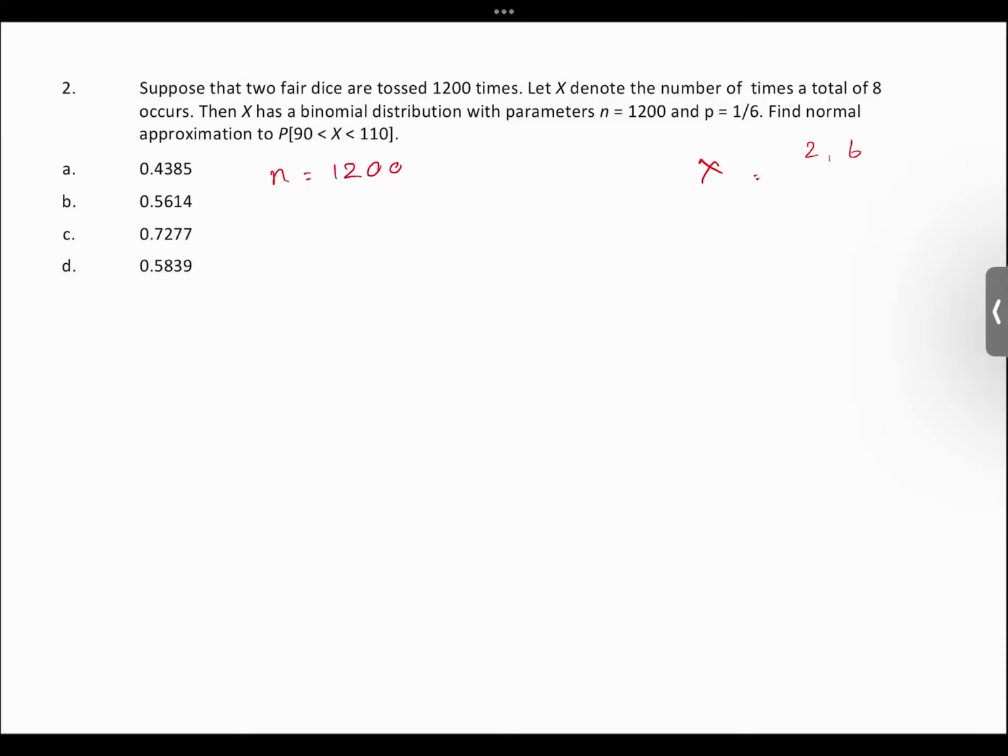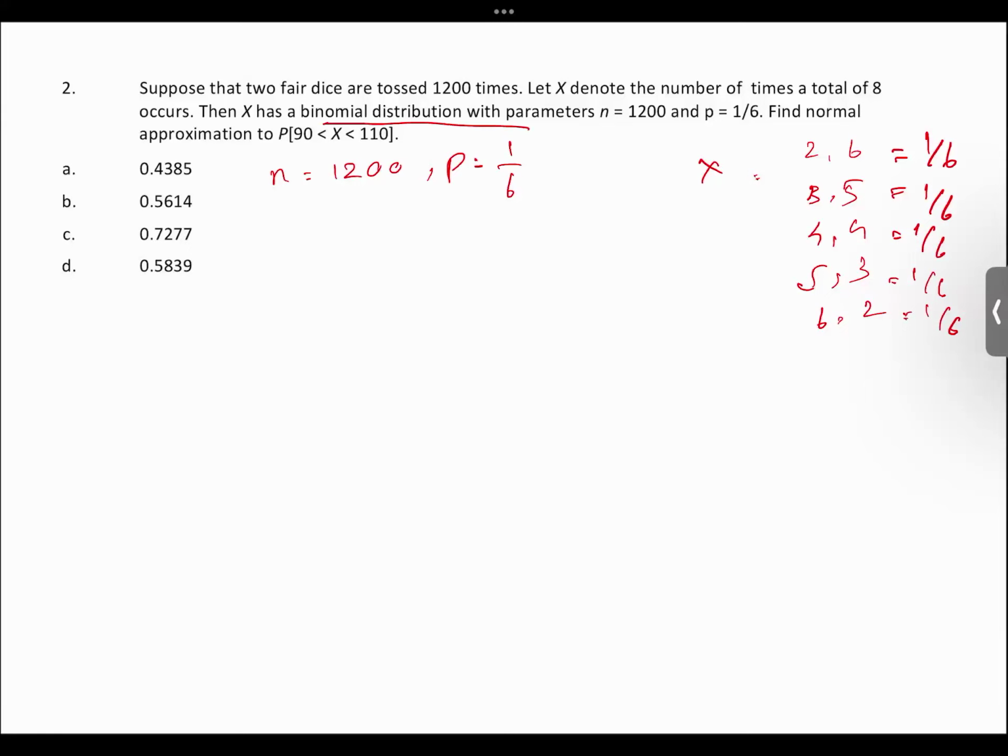2 comma 6. It can be 3 comma 5. It can be 4 comma 4. It can be 5 comma 3. It can again be 6 comma 2. So it could have all these possibilities. So for each of these, we'll have a probability of 1 by 6. So P is equal to 1 by 6.